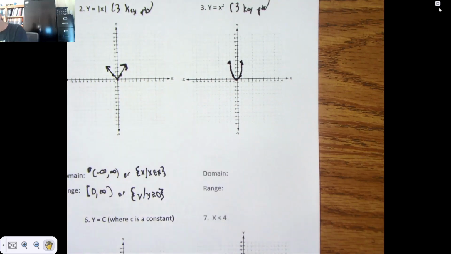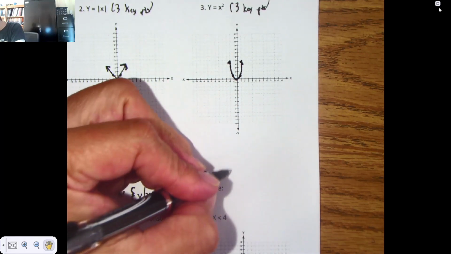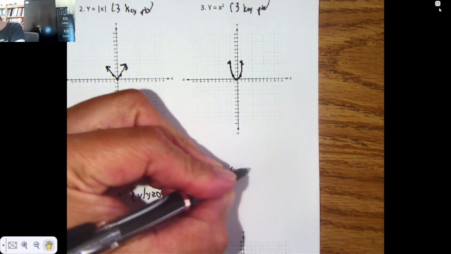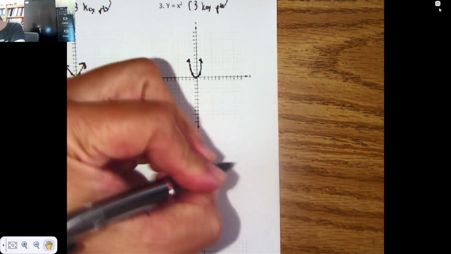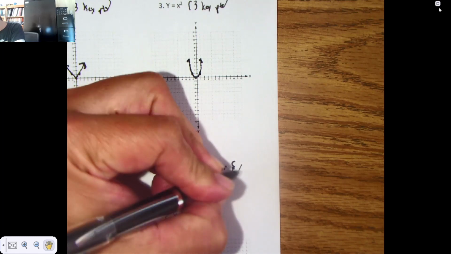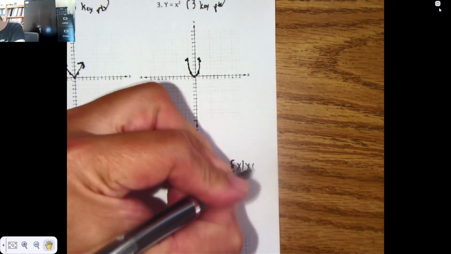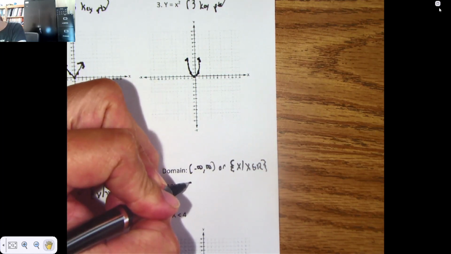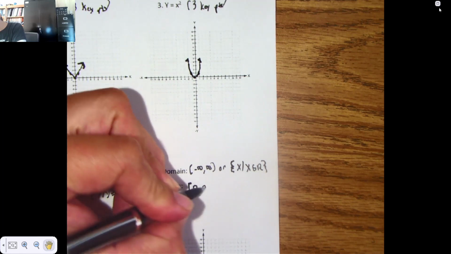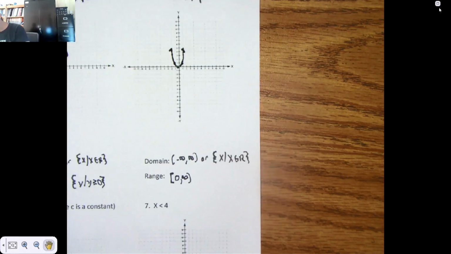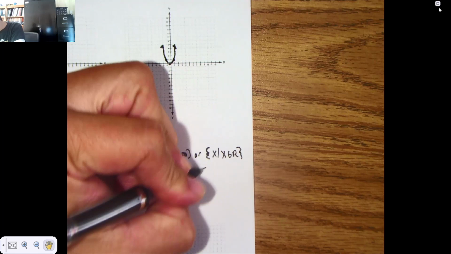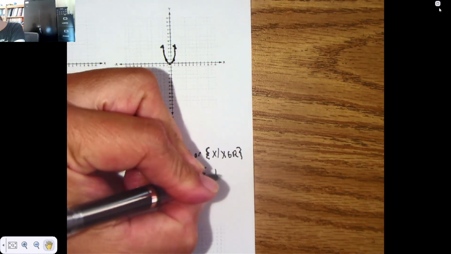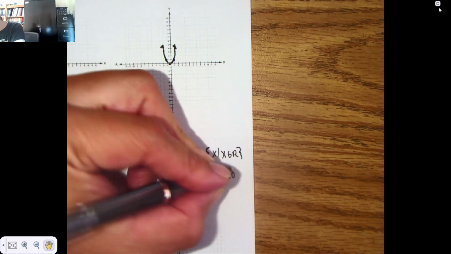Her domain is the same as absolute value. Runs left forever, runs right forever, negative infinity to infinity. Or if you like your set builder notation, all values of x such that x is an element of the real. It's like repetition here, isn't it? The range is the same as the v, from 0 to infinity, or all values of y such that y is greater than or equal to 0.